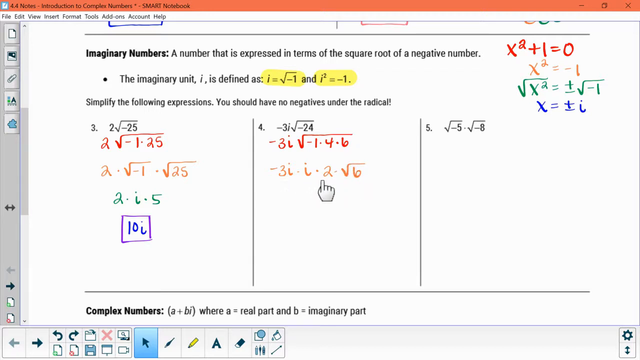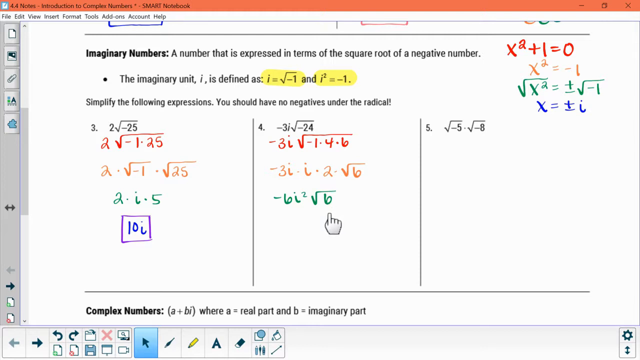And now I'm just going to multiply my front terms. So I'm going to do -3 times 2 because that's going to give me -6. And I'm going to do i times i, which you treat just like you would treat x. It's going to become i squared. So -6i squared square roots of 6.